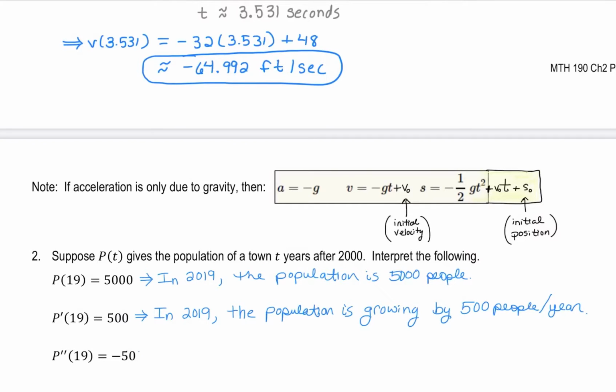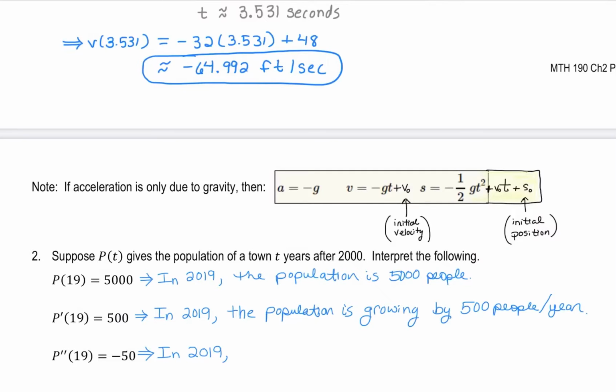Now, the last one is the second derivative. So the second derivative is going to describe, again, at that point of interest of the problem, so here in the year 2019. But the second derivative is describing the rate of change of the first derivative. So if we kind of generically think of the first derivative as the growth rate function, the second derivative is describing if the growth rate function is either increasing or decreasing. In this case, it's negative, so the growth is actually decreasing.